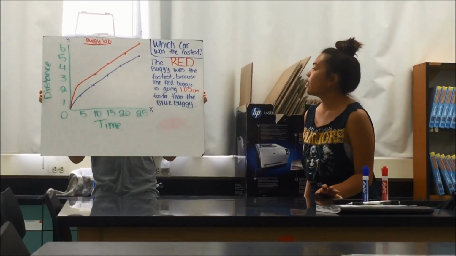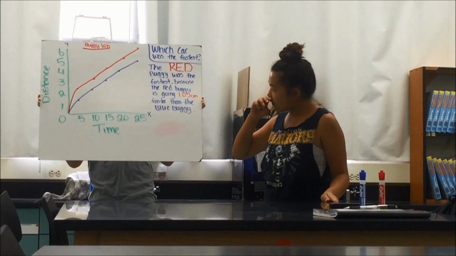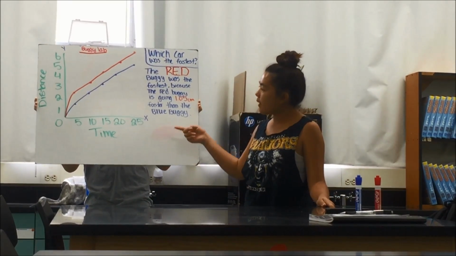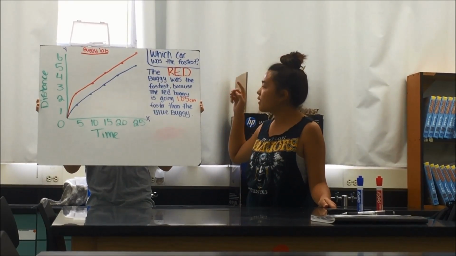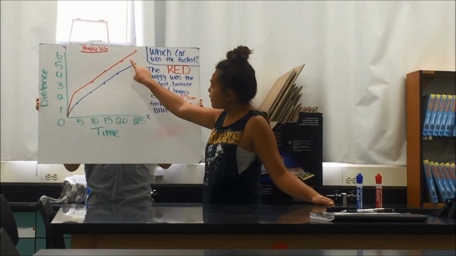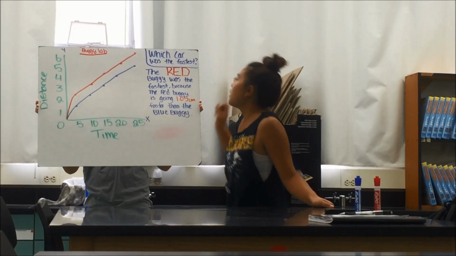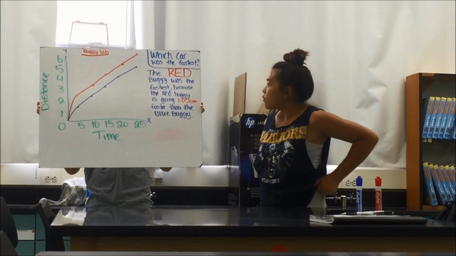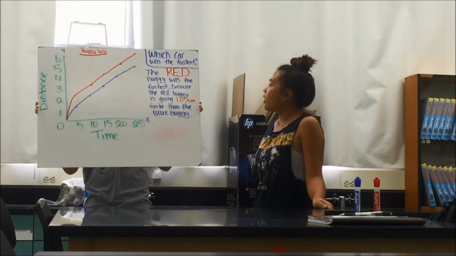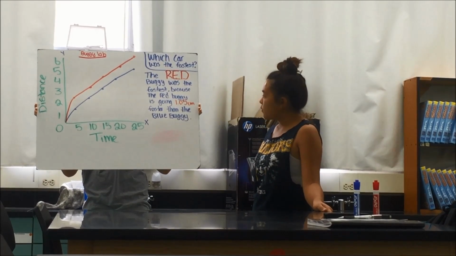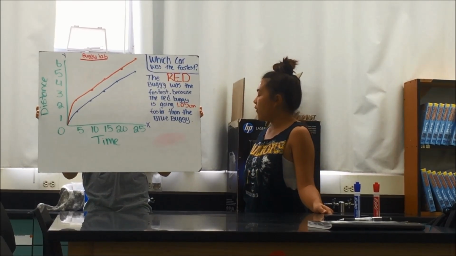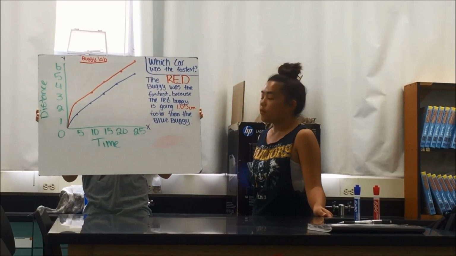All right. Well, we did the buggy lab. The independent variable was time, and the dependent variable was distance. This red line is the red buggy, and the blue line is the blue buggy. The question that we had was which car was the fastest? The red buggy was the fastest because the red buggy was going 1.5 centimeters faster than the blue buggy.